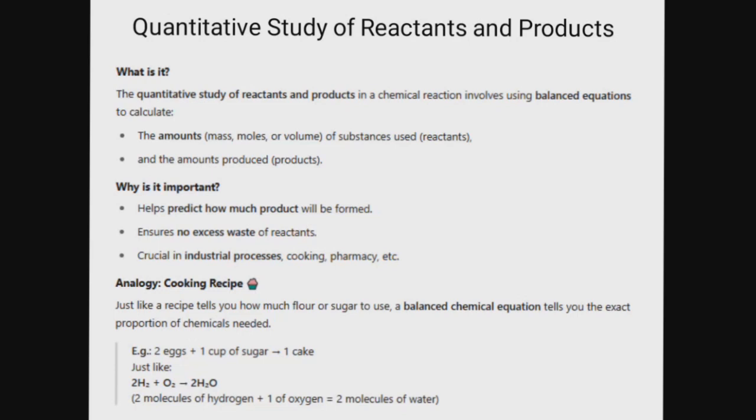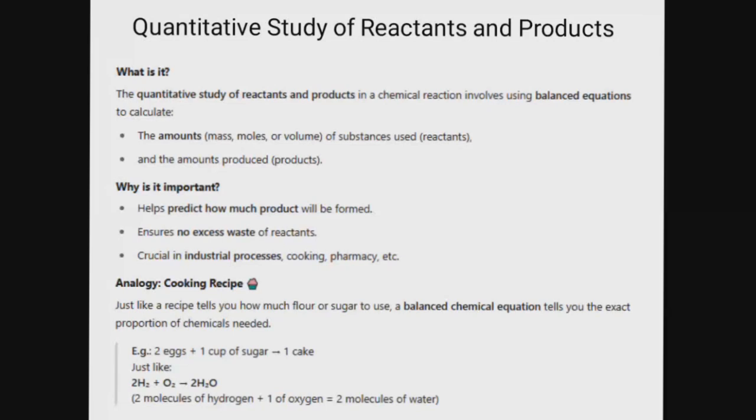We call the system to be in equilibrium when the reactant can go back, like in the formation of ammonia. The reactant can form the product, and the product can also form the reactant. So our main focus is to know how to balance a chemical reaction very well. Why stoichiometry is very important is that it helps us to predict how much product will be formed, to ensure that no excess waste of reactants happens. Then it is crucial in industry, in cooking, in pharmacy.